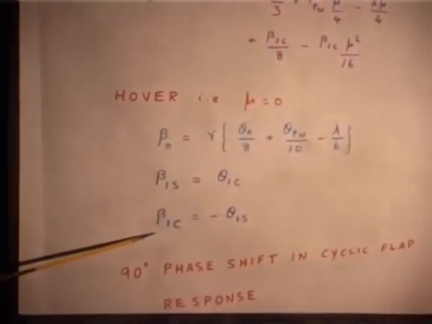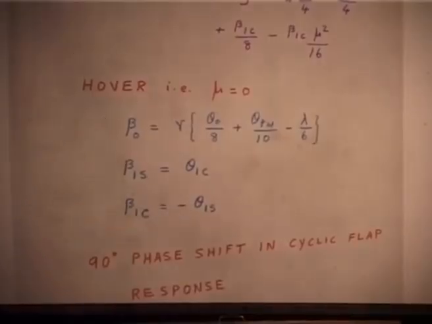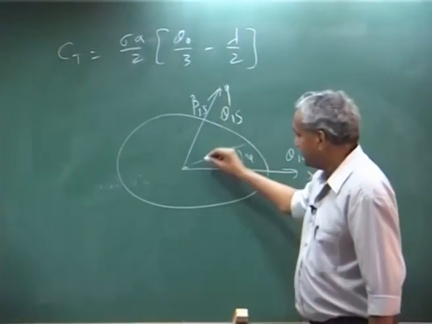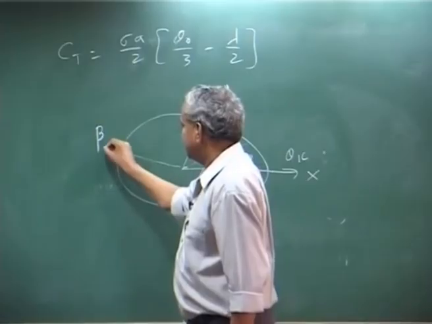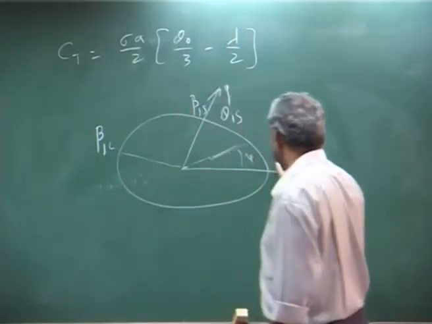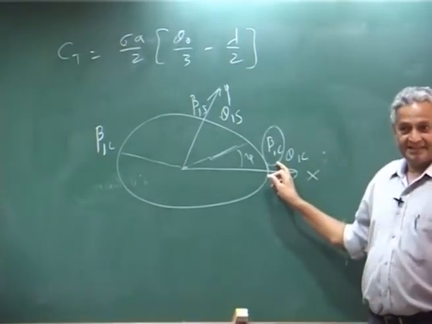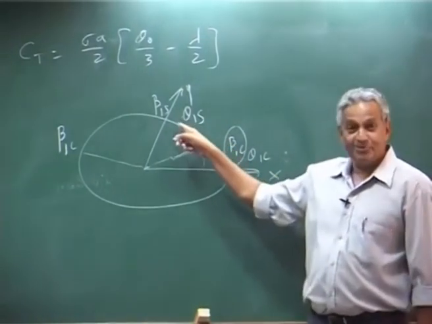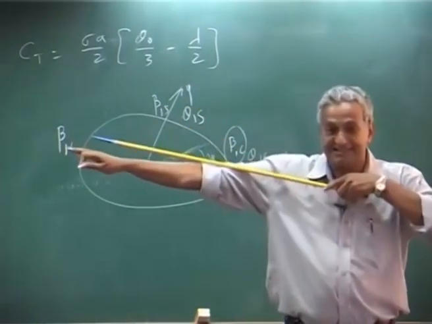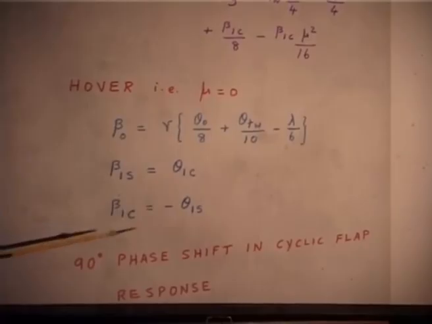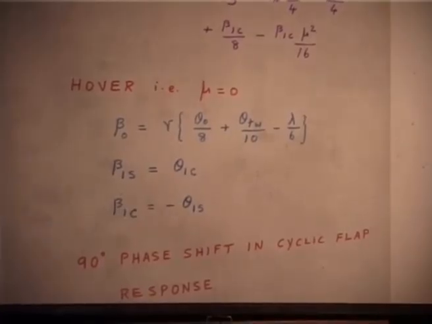Similarly, beta 1 C is related to theta 1 S. Theta 1 S is given here, and the blade will have beta 1 C here. You follow? That means, when I give an input here, if I increase my pitch angle, beta 1 C will become minus. Minus means what? It will go up, because beta 1 C positive means 0 is up, 180 is down.